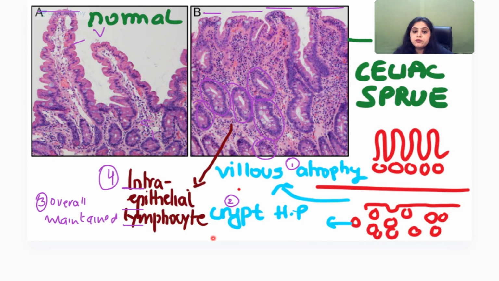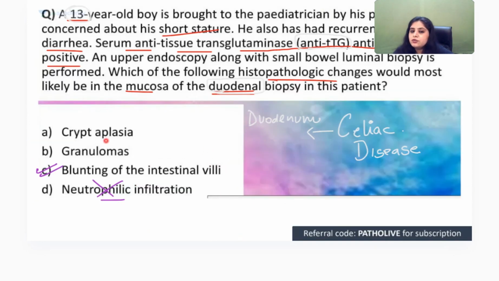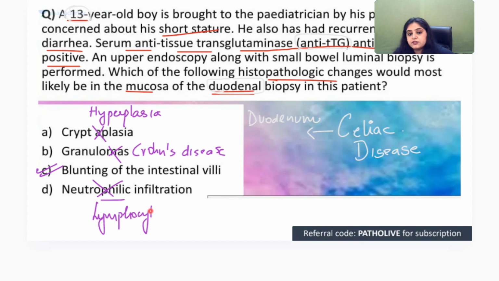So again, repeating for all of you with the question, let's go one by one. Do you see crypt aplasia? No, not at all. We see crypt hyperplasia. Next, do we see granulomas? No, granulomas are definitely seen in Crohn's disease. Next, neutrophilic infiltration? No, we are concerned with lymphocytic infiltration. Do we see blunting of the intestinal villi? Definitely yes. That's the answer over here.